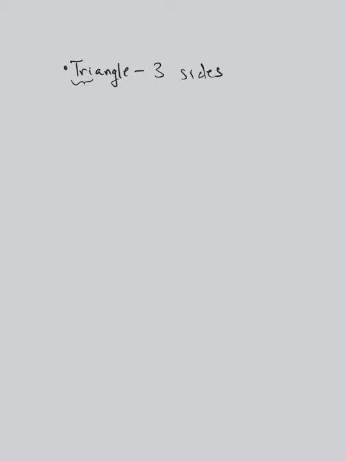Now, to understand this formula, I'm going to draw a special kind of triangle. It's called a right triangle. The reason this is called a right triangle is it has a right angle in it. With any triangle, there are two basic dimensions that we're interested in.